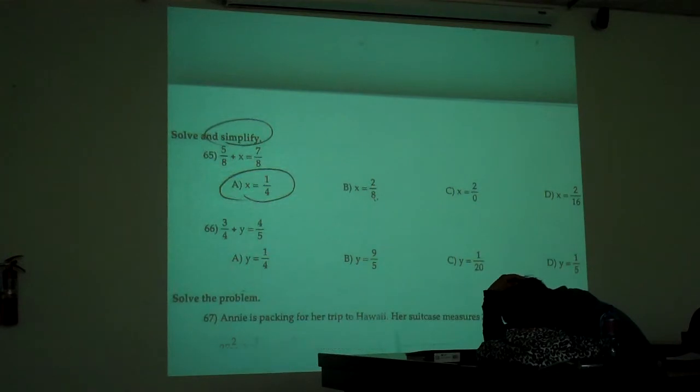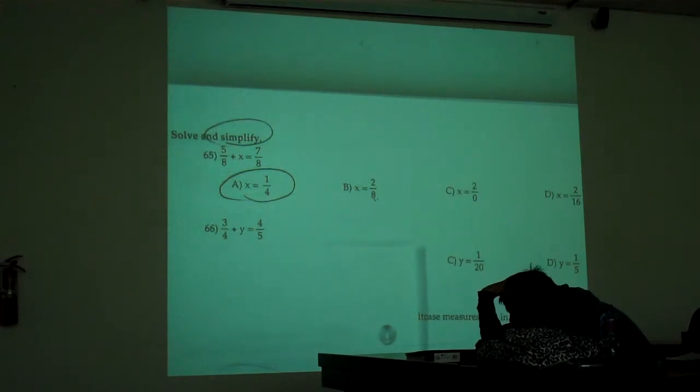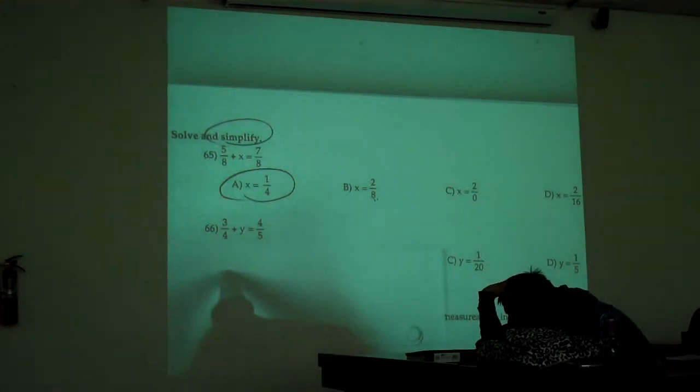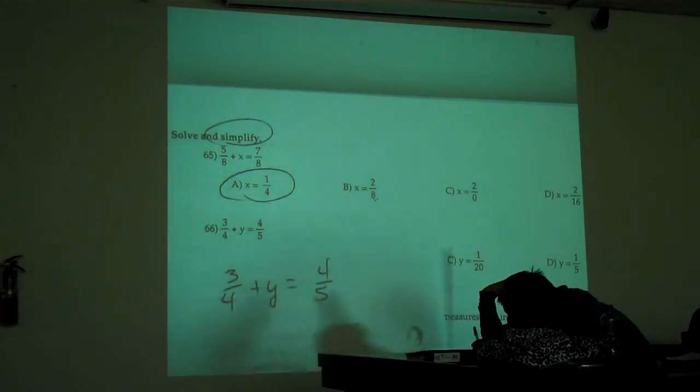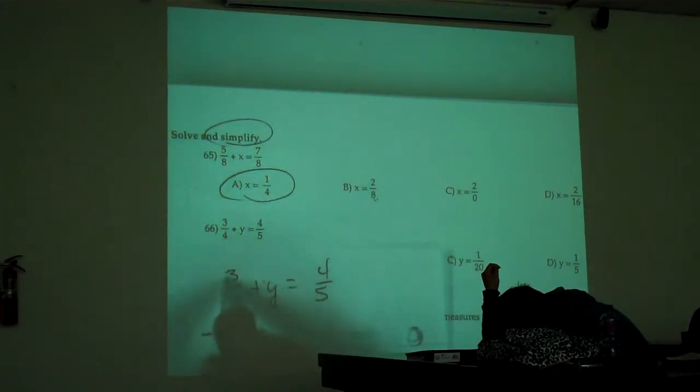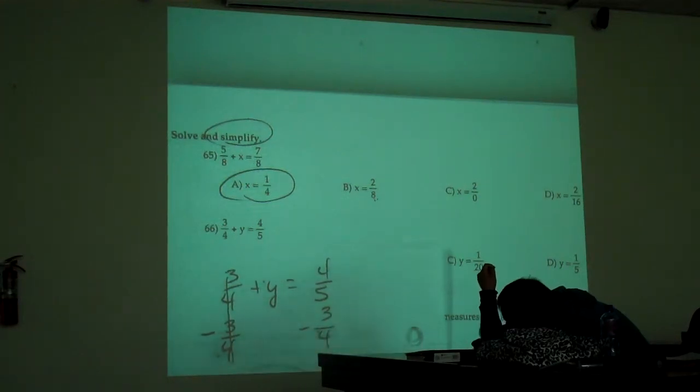Okay, 66. 3/4 plus what is 4/5? That one's not quite as simple, is it? Okay, we have 3/4 plus what is 4/5? The same way we did the last one, we're going to subtract this, so the y is by itself. Subtract it from both sides.